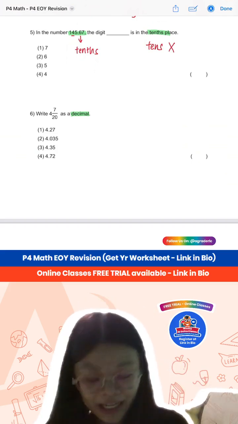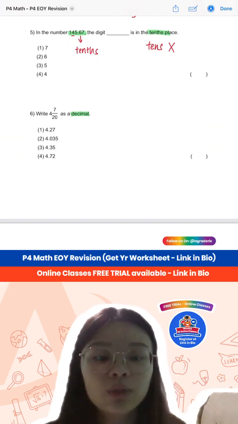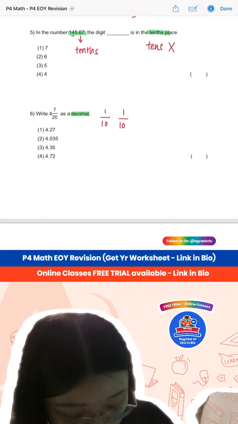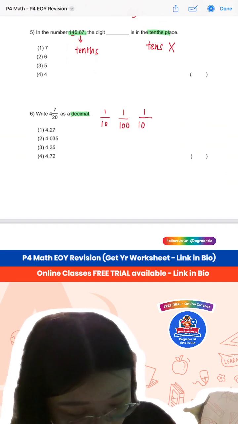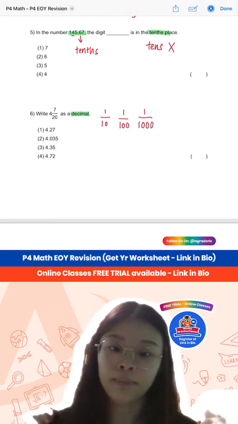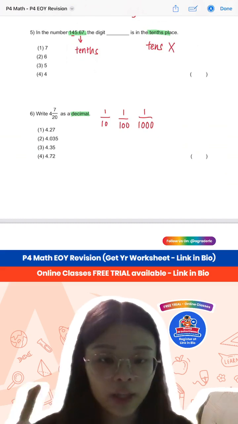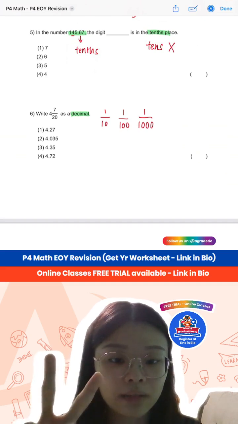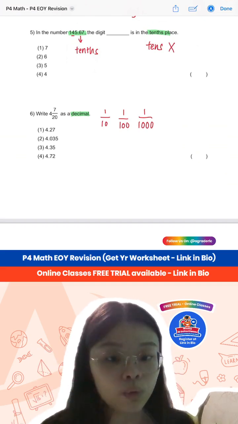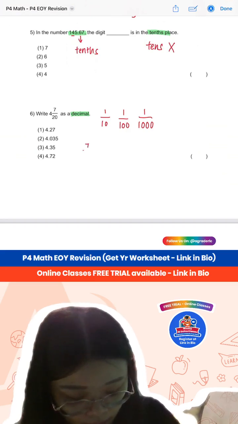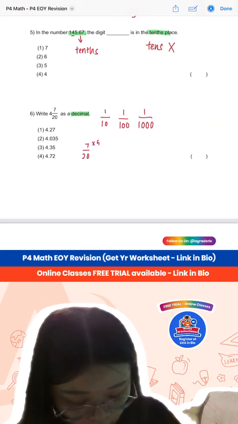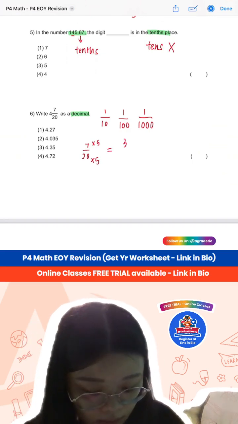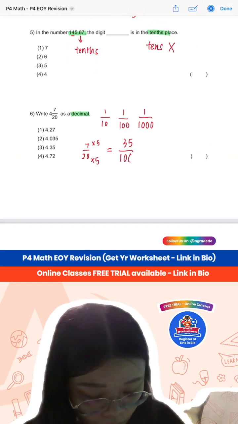You are right. To turn fractions into decimals, always remember it should be out of 10, out of 100, or out of 1000. It must be one of those three. So if it's not, then you will have to change it. Since the denominator is already 20, we can't bring it back down to 10, right? So we bring it up to 100. So 7 over 20, I can multiply both sides by 5. That will give me 100. So that is 35 over 100.